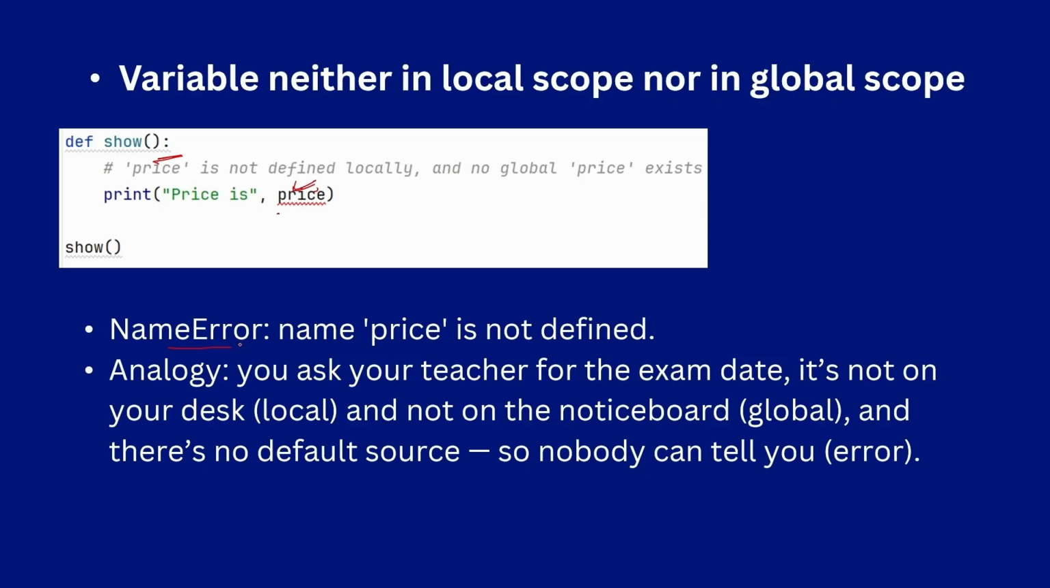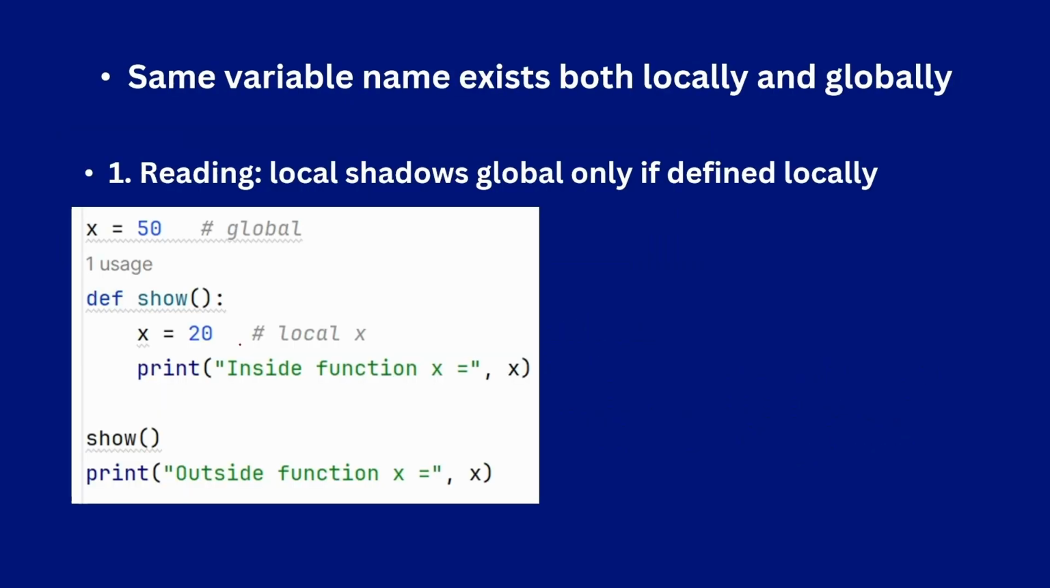You can understand it using a real life analogy. If you ask your teacher for the exam date and it's not on your desk, it is also not on the notice board, and there is no default source, then nobody can tell you, right? Now the next thing is the same variable name existing both locally and globally. Reading local shadows global only if defined locally.